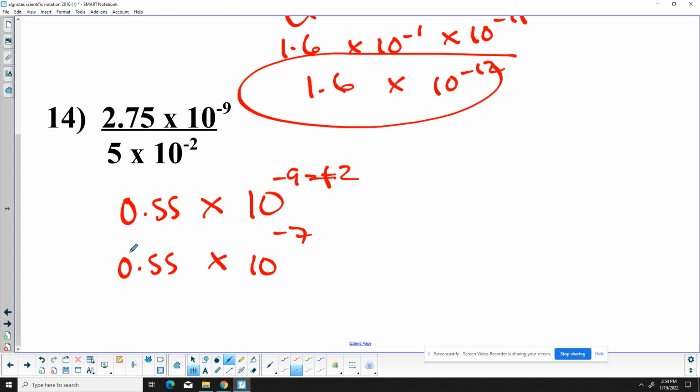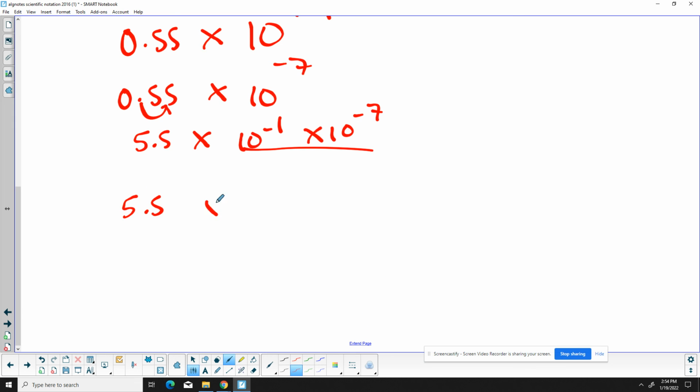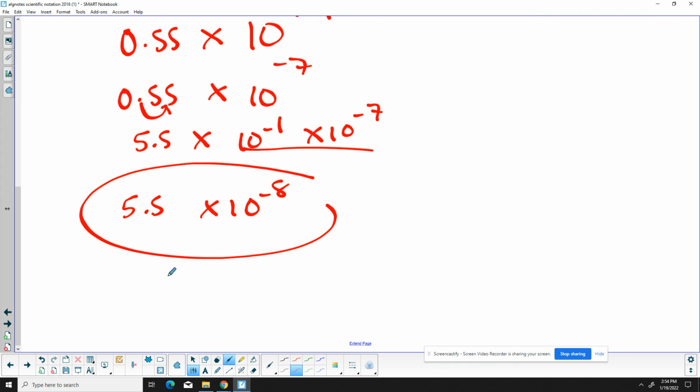So this is too small. It's smaller than the range. So I change it to 5.5. It's negative because it was too small, and it's 1 because I jumped over once. And then I just need to combine these two. So 5.5 times 10 to the -8 is my final answer.